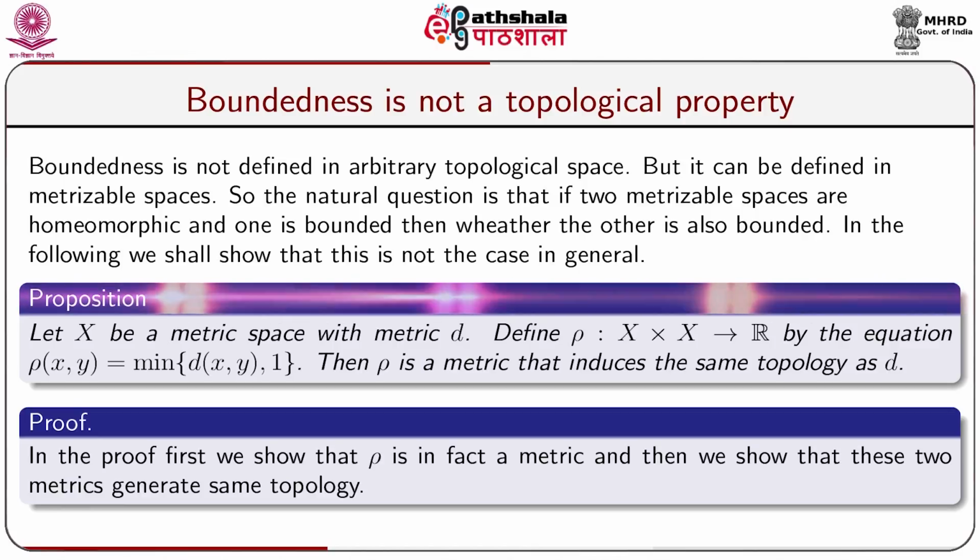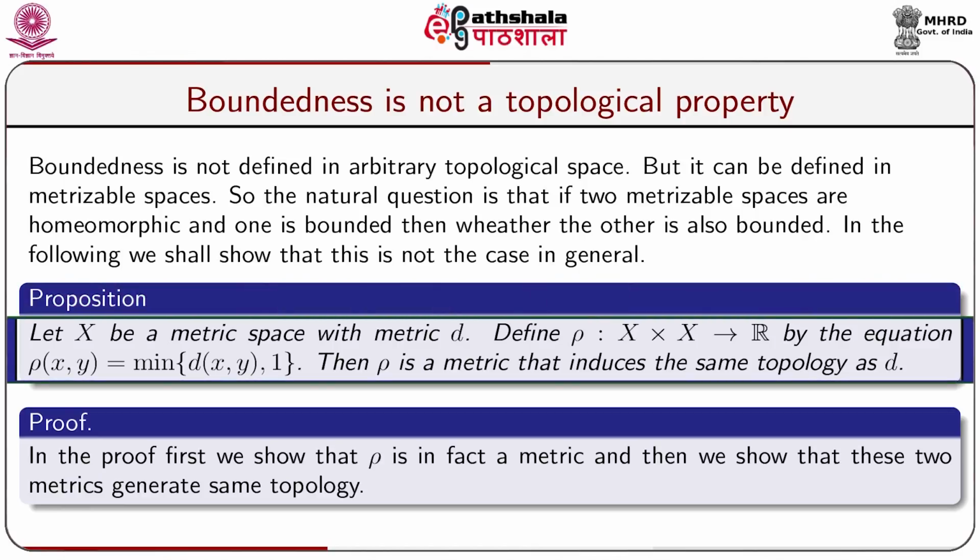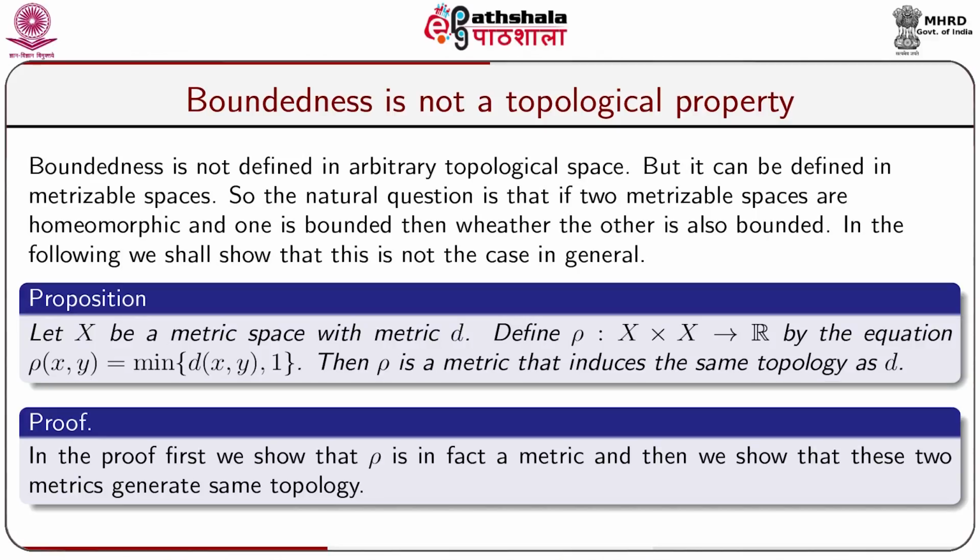Let us come to the following proposition. Let capital X be a metric space with a metric d. Let us define rho from X cross X to R by the equation rho(x,y) is equal to the minimum of d(x,y) and 1. Then rho is a metric that induces the same topology as d. In fact, rho is called the bounded metric of d.